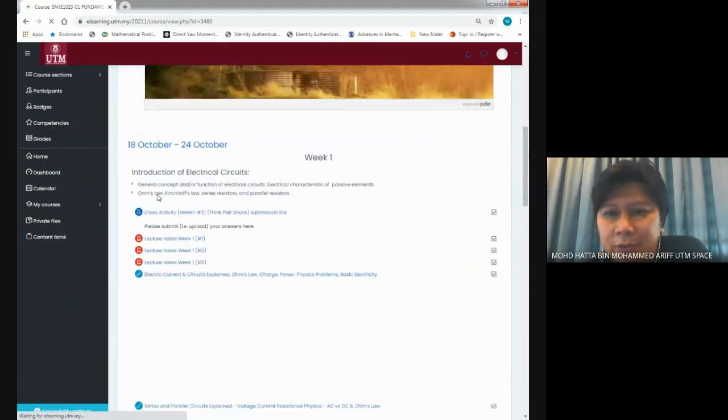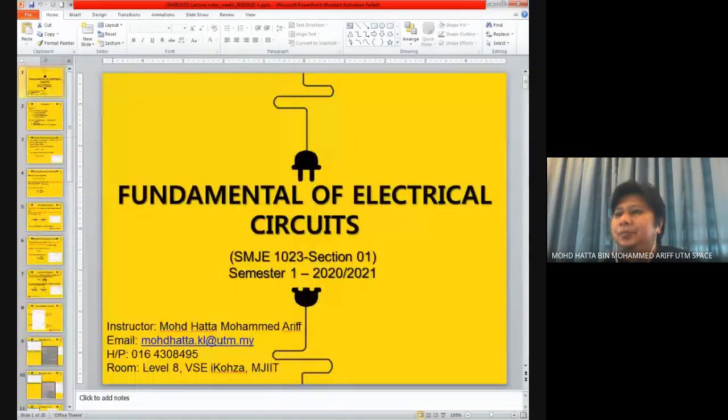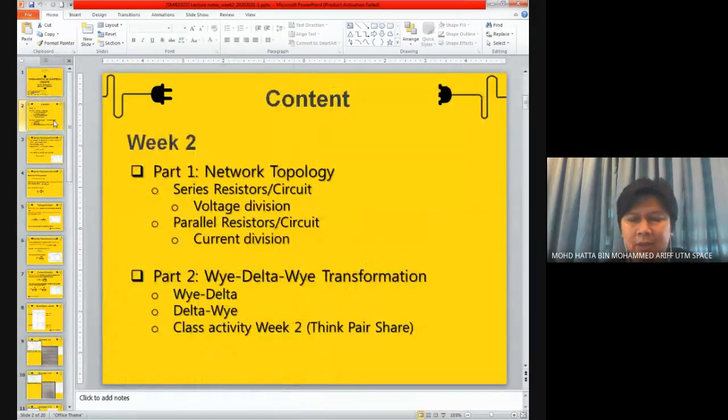Today we're going to continue our lesson. As I described last week, we're going to have a look at series parallel circuits further. We're also going to look at what is meant by the delta-Y transformation. Y-delta or delta-Y is the same: it's a transformation from Y to delta or delta to Y. At the end, we're going to have a class activity. Again, it's homework for you to have a look at later and submit by Friday.